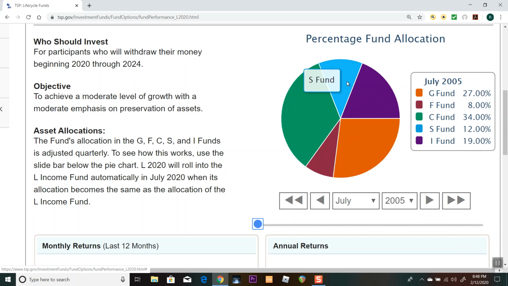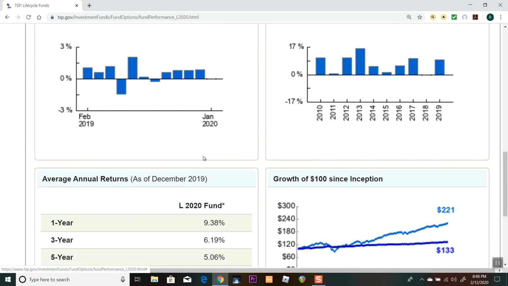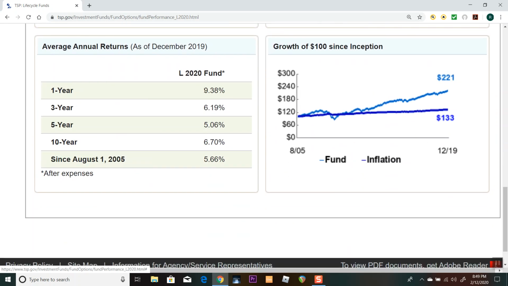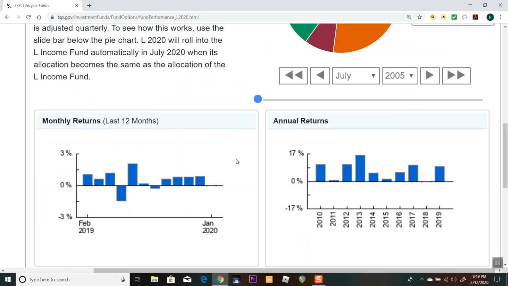So the S fund is more volatile, the C fund less volatile, but still gives you a nice chance at a nice gain. Let's look at the returns on this one. This one's better than the L income fund, but still last year it made only 9%. I say only, but compared to the other individual funds, it made only 9%. And since its inception, only 5%, which is barely above inflation.